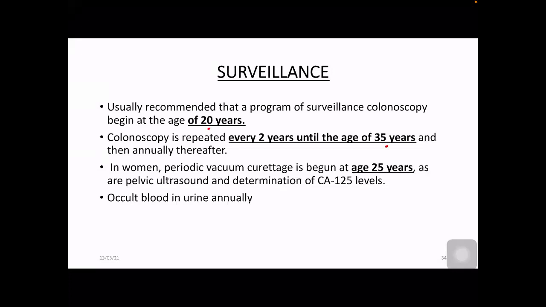So start the colonoscopy at the age of 20 years. Since the tumor progression is very rapid, you repeat at shorter intervals when compared to FAP. That is, every 2 years, you should repeat the colonoscopy until the age of 35 years.